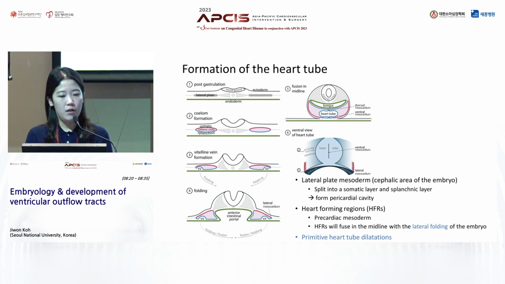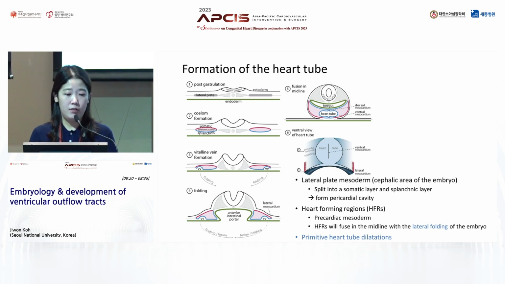The development of the heart starts after gastrulation. There is a region in the embryonic disc called lateral plate mesoderm, like this, and this eventually forms the pericardial cavity. In a subset of this lateral plate, there exists a region called the heart-forming region, or HFR, which is lined blue here. As the embryo begins to undergo lateral folding, this blue HFR eventually makes a tube-like structure. We call this the primitive heart tube.